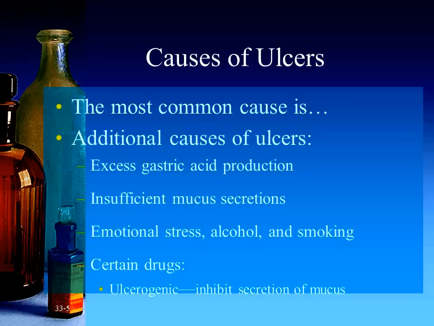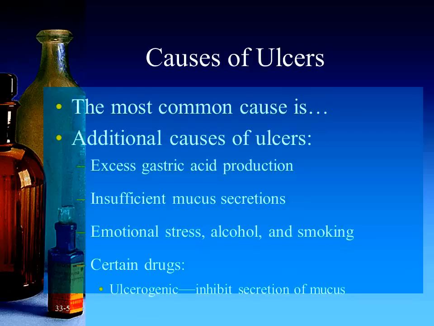Alcohol, smoking, and increased activity such as stress, which stimulates the vagus nerve, then stimulates secretion of acid. So they increase the amount of acid in the stomach, putting someone at risk for developing an ulcer.